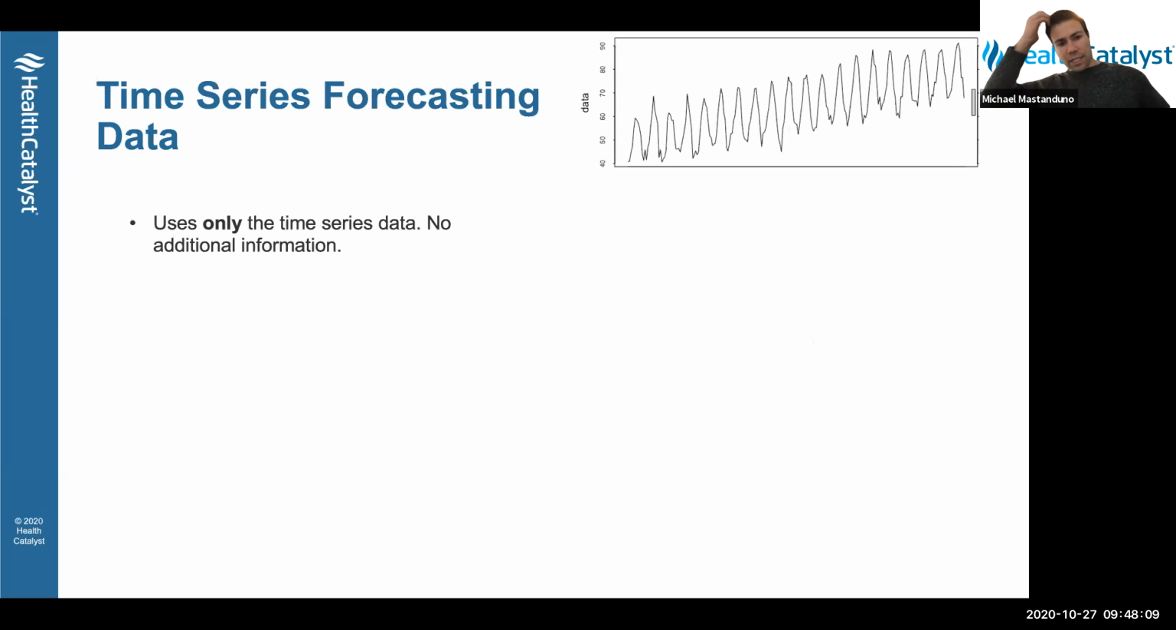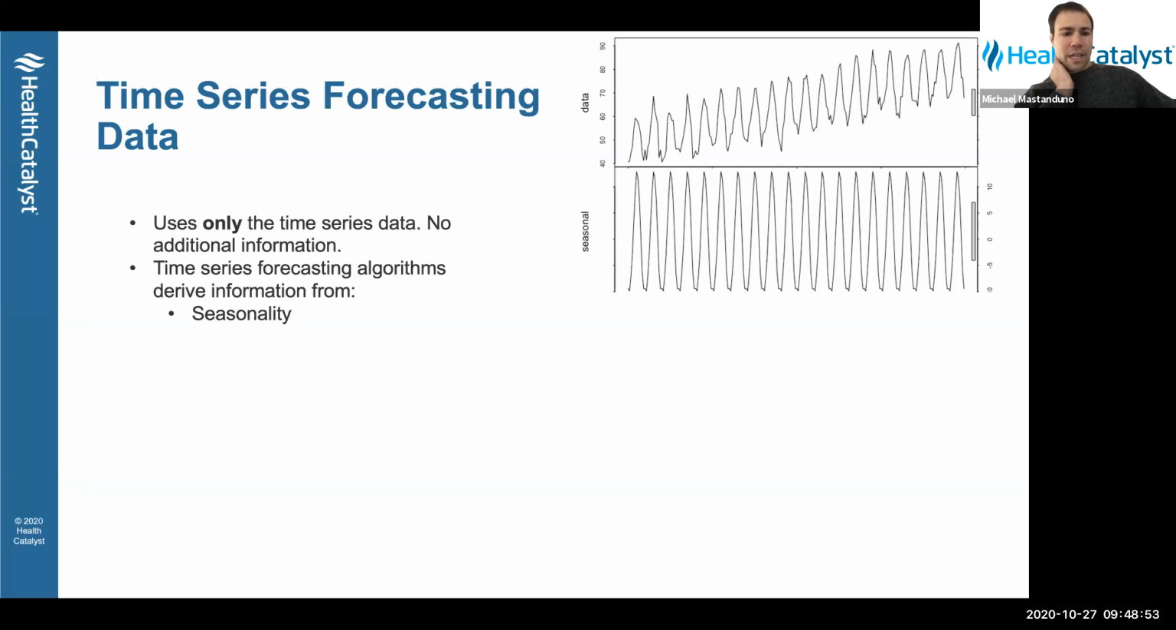So time series forecasting, how does it work? That's the first question. It's not a black box, or we don't want it to be that way. Time series forecasting is going to use only the time series data and no additional information. So this is not a predictive machine learning model where you're going to feed in lots and lots of information about age and gender. Time series forecasting is only concerned with, in the example of inpatient census, what the inpatient census was in the past. It doesn't care about the weather or the phase of the moon or the number of car accidents or whatever. It only cares about inpatient census.